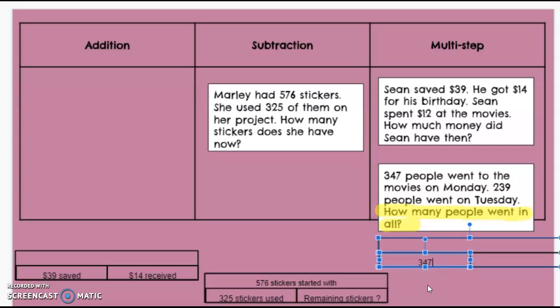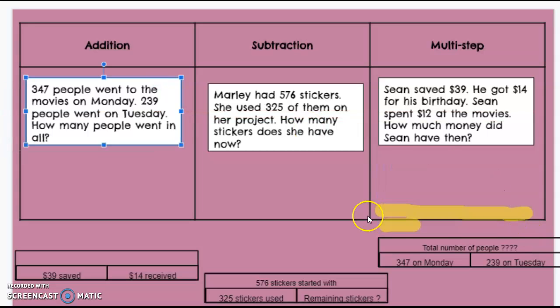How many people went in all? Well, I know I had 347 on Monday, 239 on Tuesday. This is the total number of people, and I don't know that answer. That's why I put my question marks there. That is where your answer is going to be. To find your answer, you have a part and a part. When I have two parts, I know that I am going to be adding them, or multiplying. And in this case, we're going to be adding.